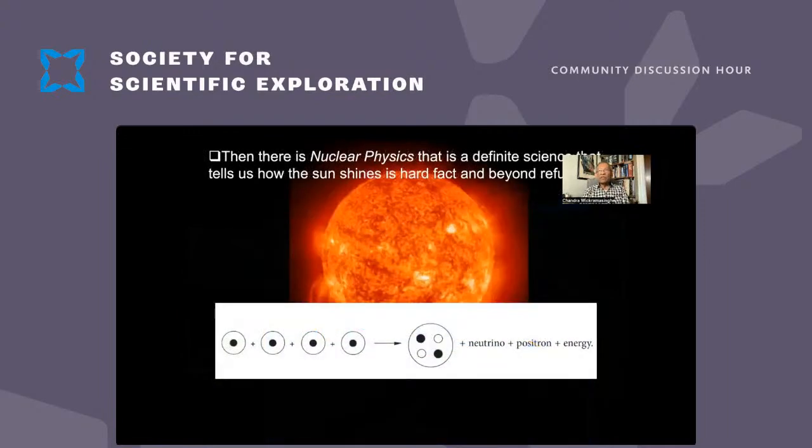And then there is, for instance, nuclear physics, which is a definite science that tells us how the sun shines and how the stars shine, how we all get our energy from the sun. And these are hard facts, and they're beyond refutation. In the case of the sun, for instance, four protons link together at the very high pressures that exist in the deep interior of the sun, in the nuclear reaction that produces helium, releases a neutrino, positron, and of course the energy that we enjoy, the solar energy that we depend upon. And all life on Earth depends on the radiation, the light from the sun.